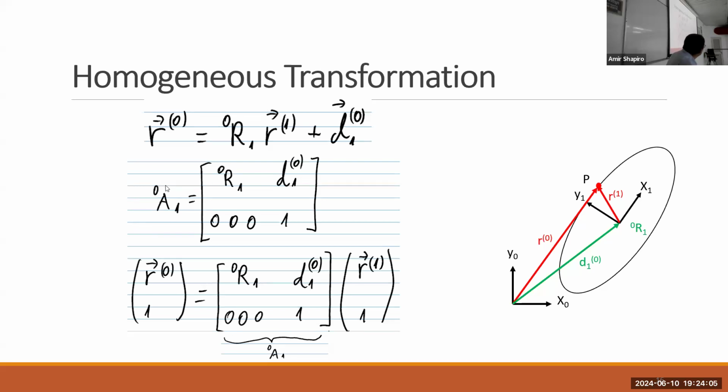And if we define a homogeneous transformation matrix A, with the rotation matrix here, the translation vector on the right, and then a row of 0 and 1, then when we multiply this by a vector in the 0 reference frame, we get exactly the rigid body transformation equation. The only thing is that we now have to have 1 on the bottom of each point vector.